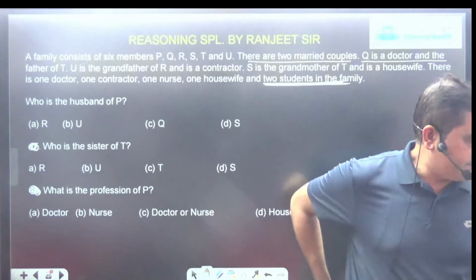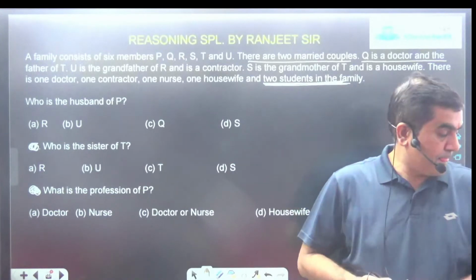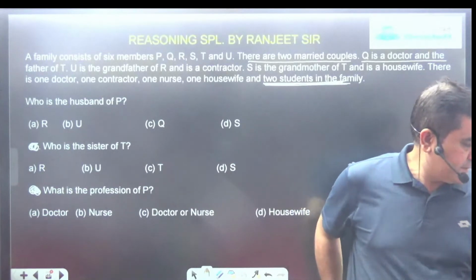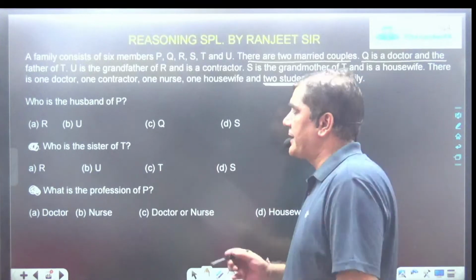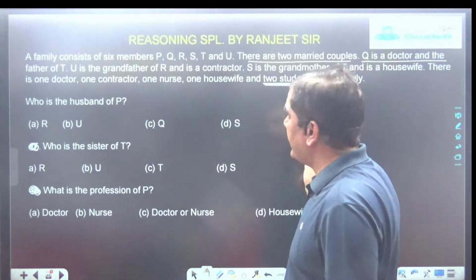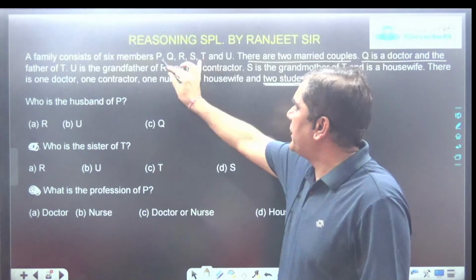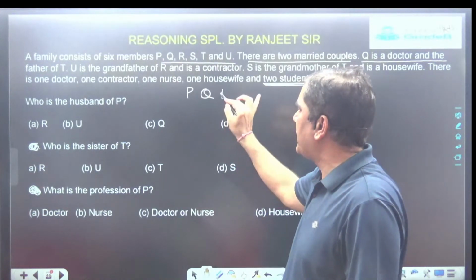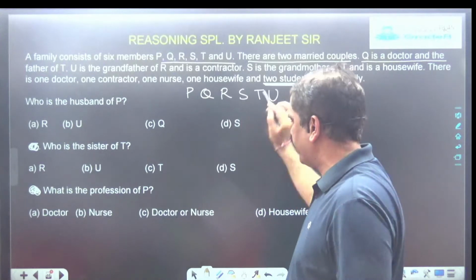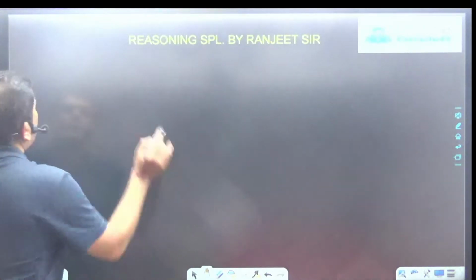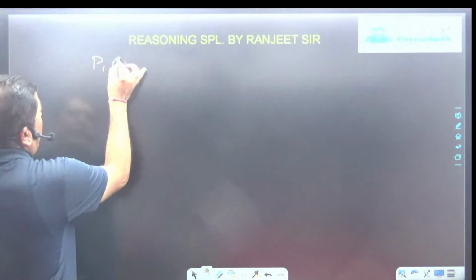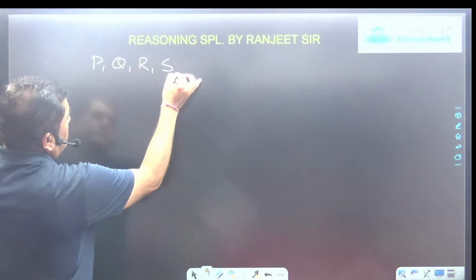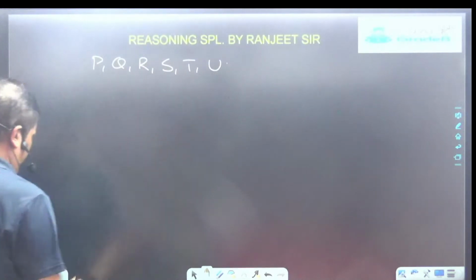Okay, let's start. This is the easiest puzzle that can be possible. See, here they have given a family of 6 persons, P, Q, R, S, T and U. So in the family tree I need to draw 6 persons, P, Q, R, S, T and U. Okay, let me draw on the next page. Okay, start.